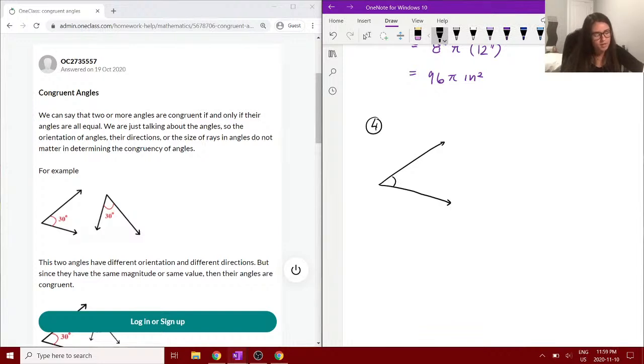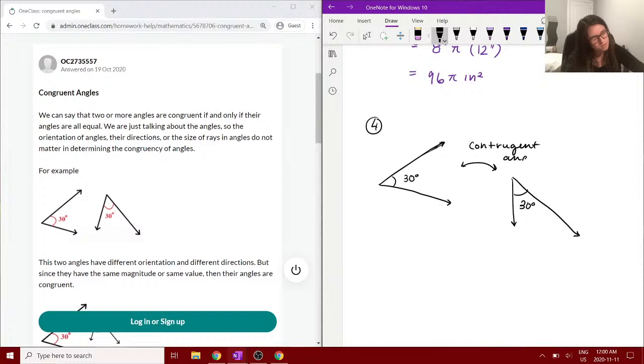We have one angle that has 30 degrees, one angle between two lines or rays or vectors or whatever line structures you have. And then you also have another one, right? That is a little bit different. The lines are different lengths, the orientation is different, right? But in this case, these two angles are considered congruent angles, right?